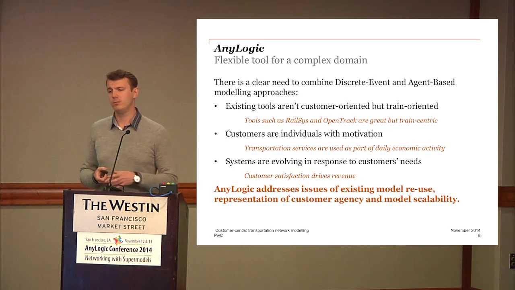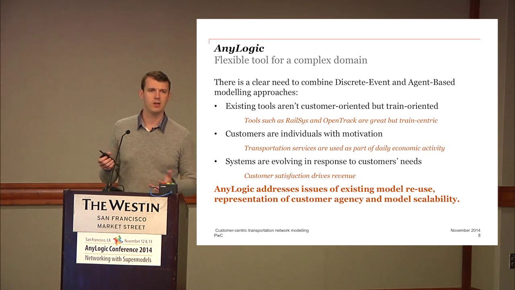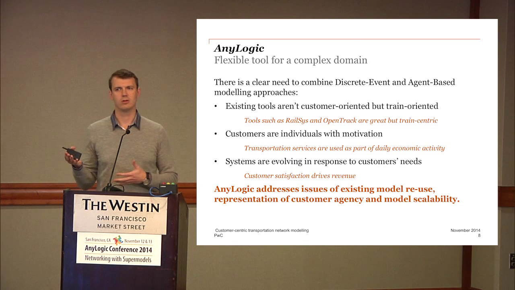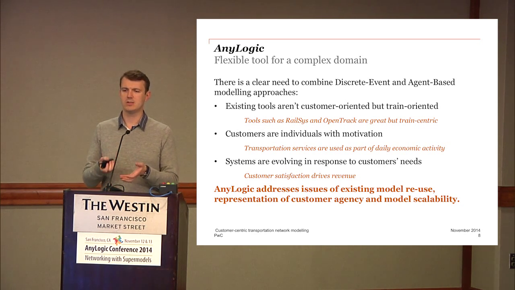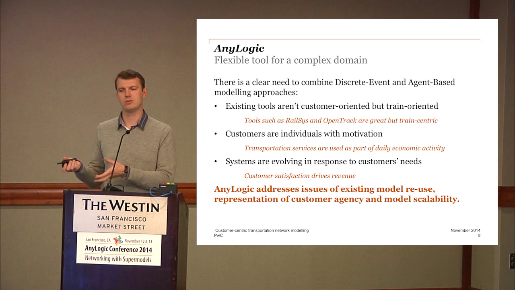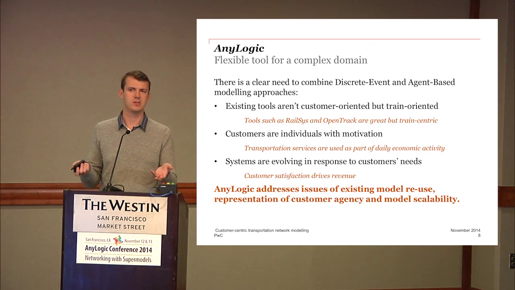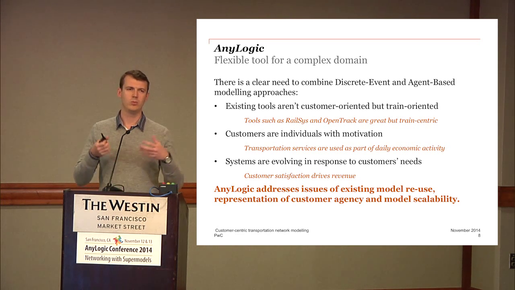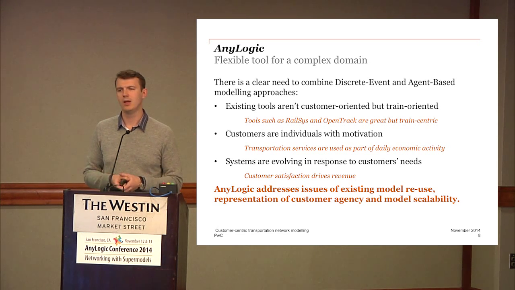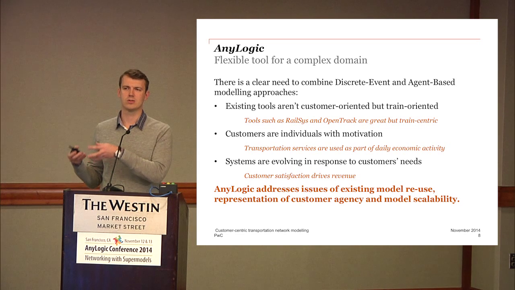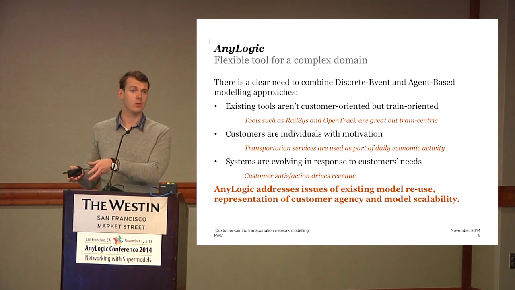And the other big thing is, why would you even care? You can just look at the timetable and look at the train. But the reality is the systems have been evolving and are continuously evolving to answer the customer's needs. And that's where the revenue is coming from, that's where people's opinion of the service comes from. And you really have to start making decisions and models that actually address those concerns.